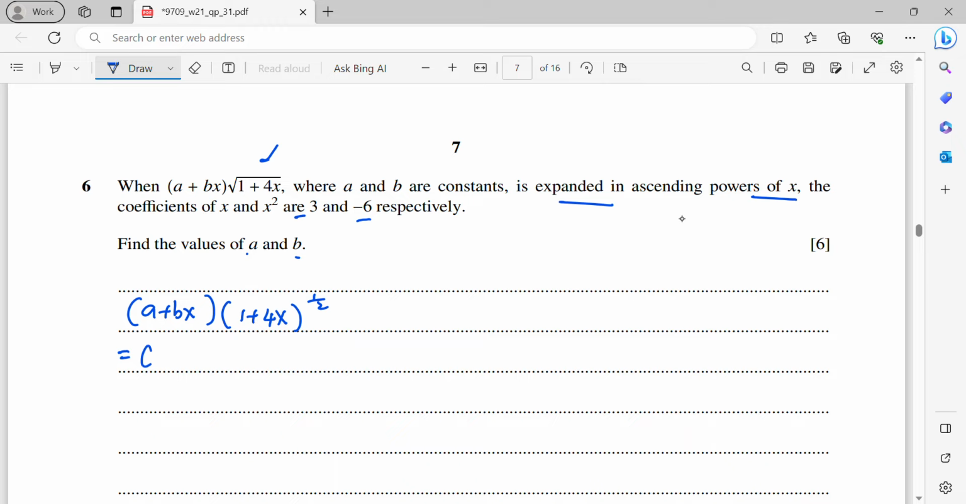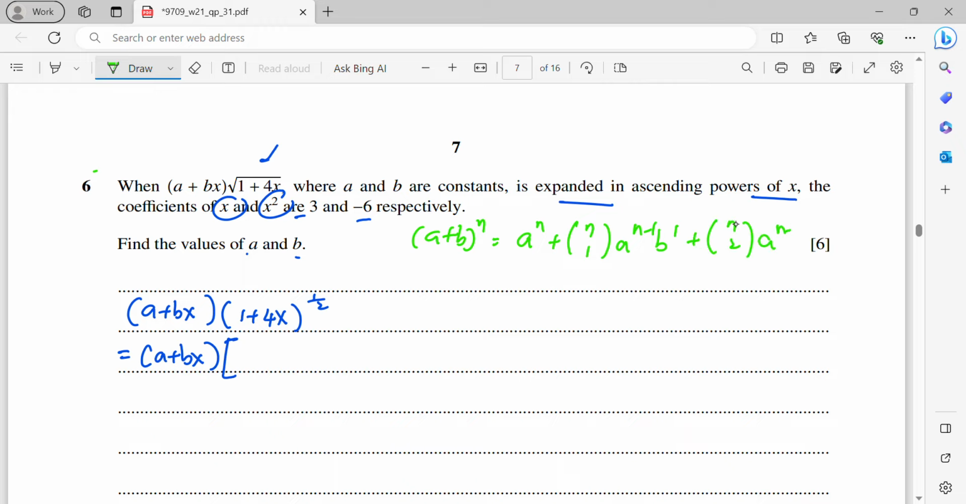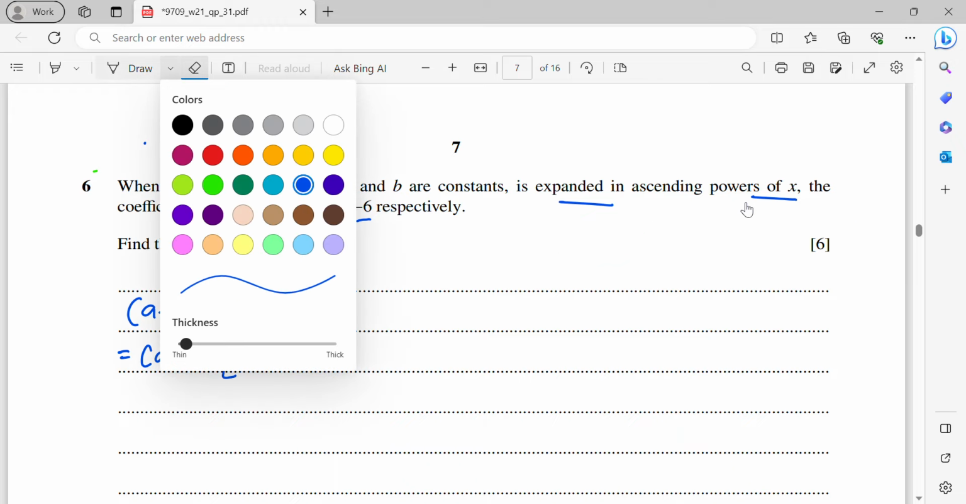So I will keep the a plus bx because it is degree 1, and then you need to get the coefficients for x and x squared. It means that here I need to expand up to x squared. So for your information, the binomial expansion is a to the n, plus nC1 a to the n minus 1 b to the 1, plus nC2 a to the n minus 2 b squared, until b to the n. That is the binomial expansion when n is a positive integer. But now, okay, I used the wrong formula. If it is a positive integer, you use the formula that I have just shown you.